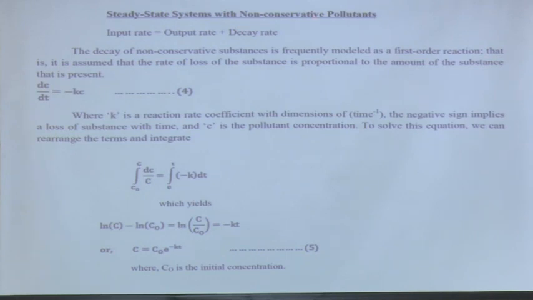Now, let us take the second case, that is a simple one, that is a steady state system with non-conservative pollutants. Okay, like input rate is equal to output rate plus decay rate. I mean there is no accumulation, but there is decay, there is a chemical reaction going on. Okay. So, the decay of non-conservative substances is frequently modeled as a first order reaction. So, what I have to do? All my derivation is based on the assumption that the decay behavior of that component follows first order reaction kinetics.